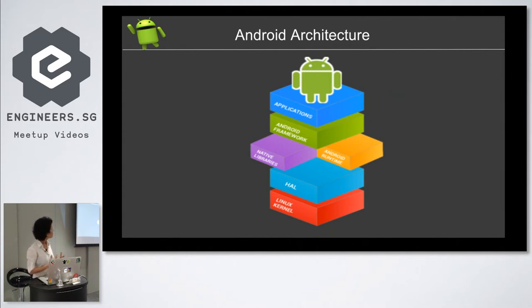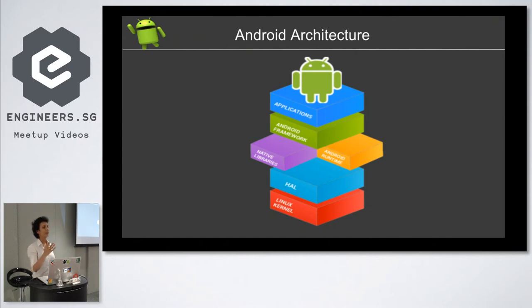And then on top of that, we have two parts: one is the Android runtime, and another is native libraries. Android runtime is basically what runs whatever application you write in Android. Native libraries exist because part of the Android runtime is written in native code, like C or C++. That's why we have this support here. On top of that, we have the Android framework, which is basically what is used to develop Android applications.